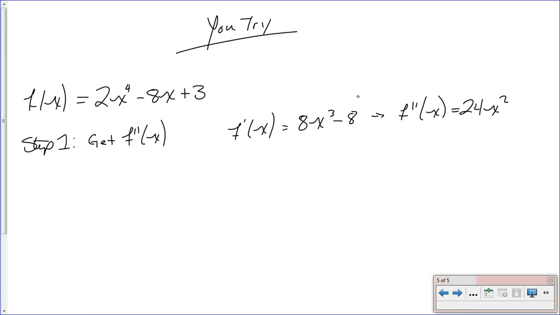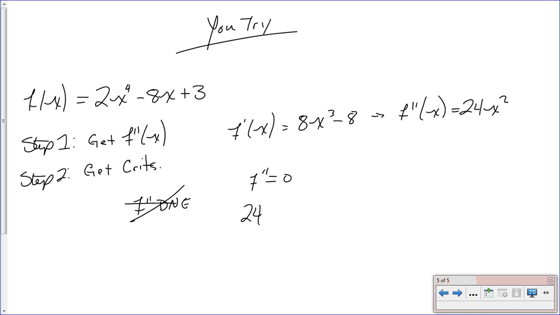Now we have to find our criticals. That's step 2. Get the crits. So you take f double prime, but let's start out with a does not exist case. Is that going to matter here? Not at all. So you take f double prime, set it equal to 0. So 24x squared equals 0. Divide both sides by 24, you get x squared equals 0, so x equals 0.